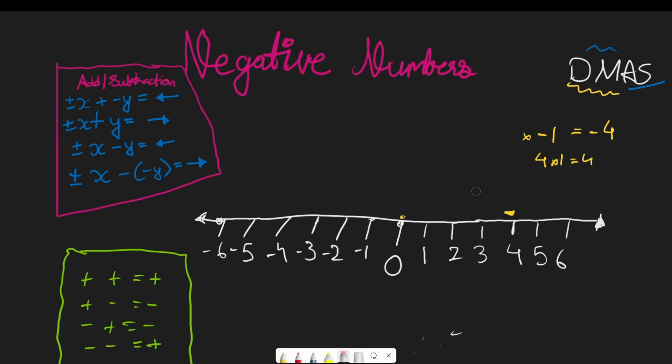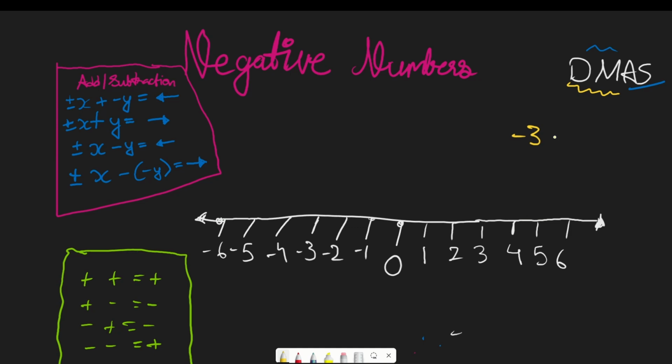Let's do another example. Okay. 3 times of minus 2. Right? First you ignore the sign. So 3 into 2. Move 3 steps forward. Another 3 steps forward. Your answer is 6. Right? Now you look at our table. Plus times minus will give you minus. So plus times minus is minus. So and 3 into 2 is 6. So you get minus 6. Simple.